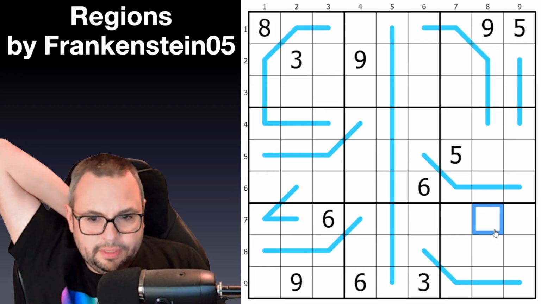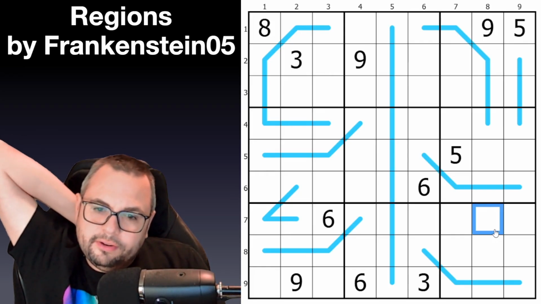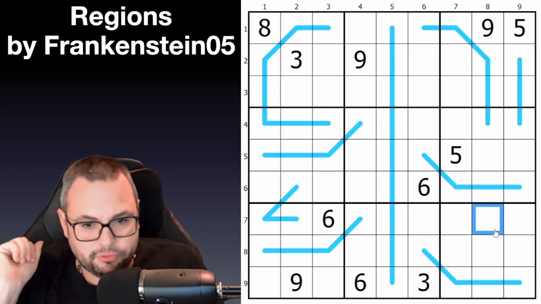We have a nice little, it looks like a jellyfish to me. I don't know. Do you see a jellyfish? What do you see? A little Sudoku Rorschach test.